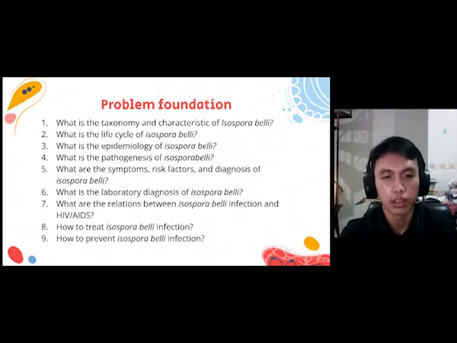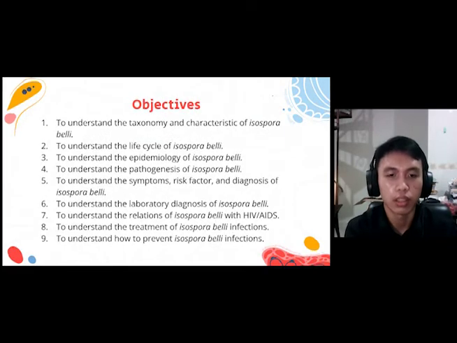What are the relations of Isospora belli infection and HIV or AIDS? And how to treat and prevent Isospora belli infection. Next, the objectives are to understand all the problems that I mentioned before.